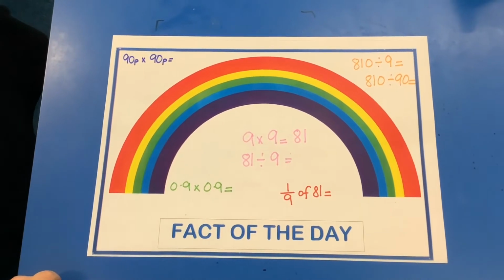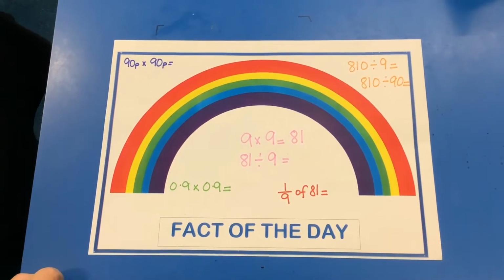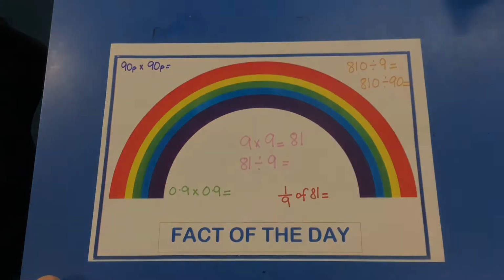So that's a square number. 9 times 9, 81. What other facts do you know?